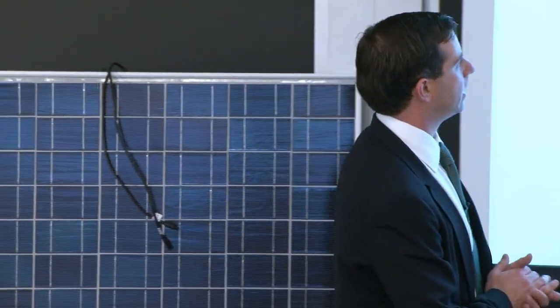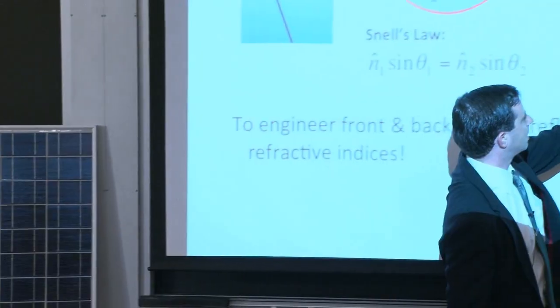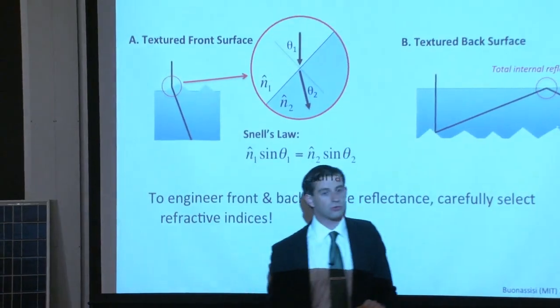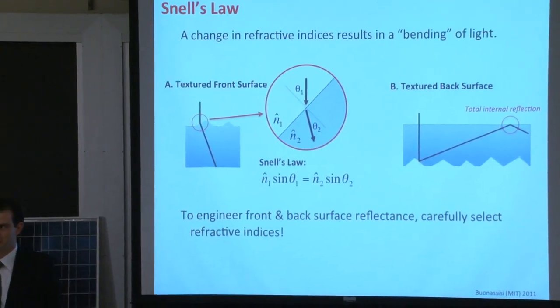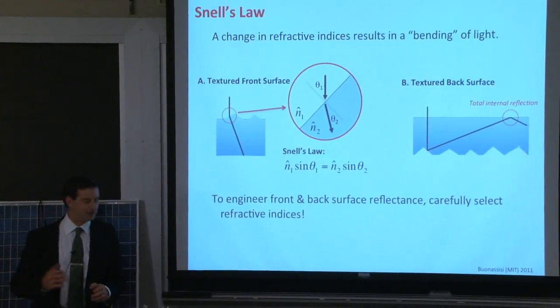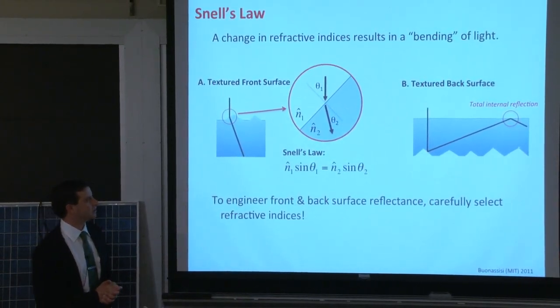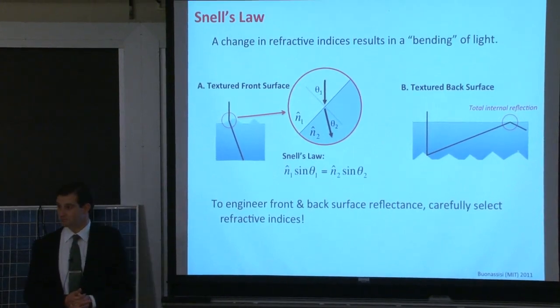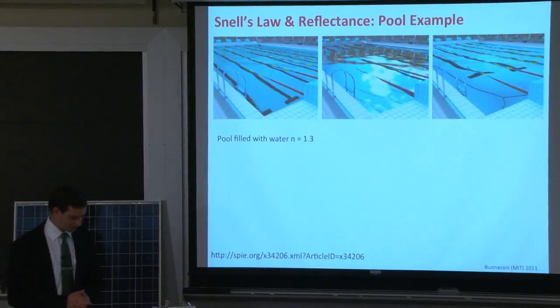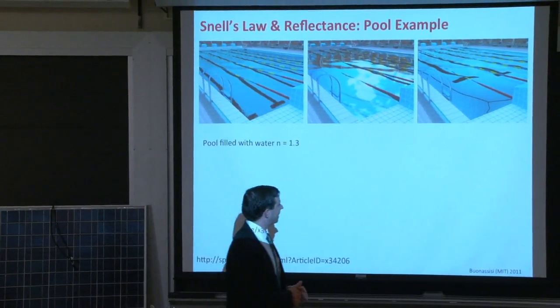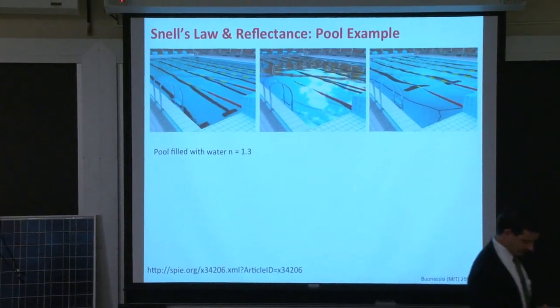Okay, so to engineer front and back surface reflectances, you really have to carefully select your refractive indices and your materials that you put on either side. And it's very important, extremely important. To make a long story short, the record efficiency solar cell that was announced this past year in gallium arsenide was achieved because of good light management. And we'll explain how that came about perhaps towards lectures, maybe lectures 8 or 9.